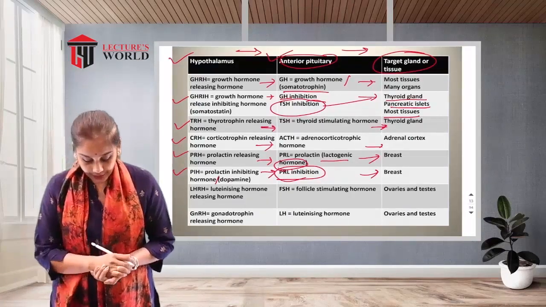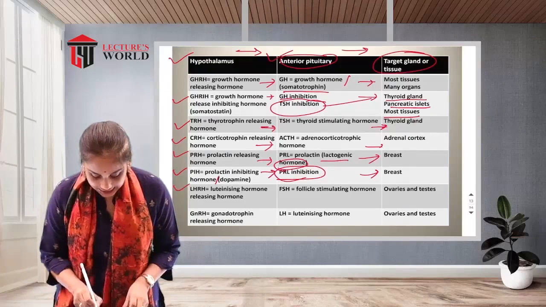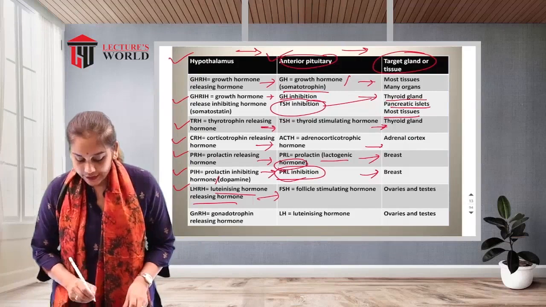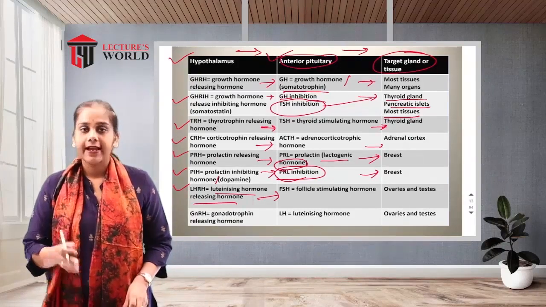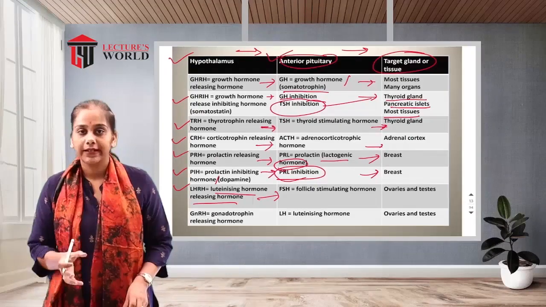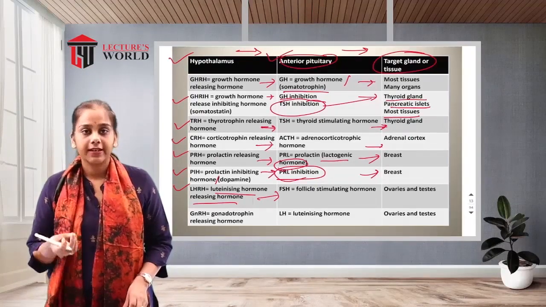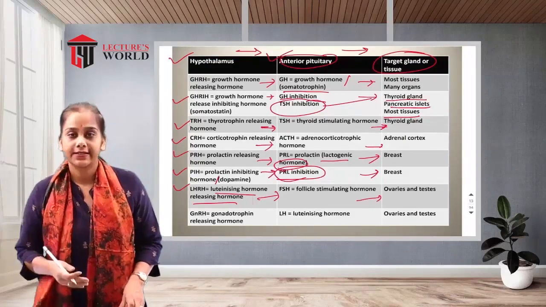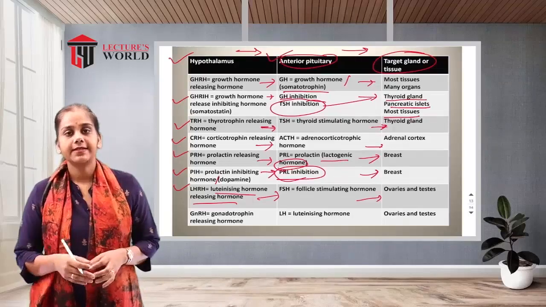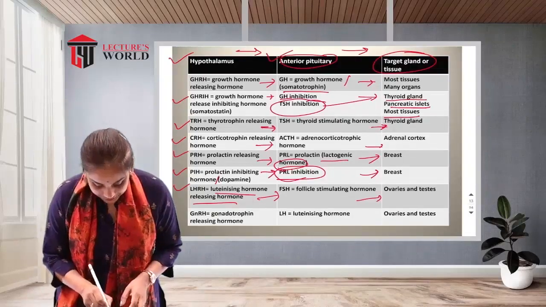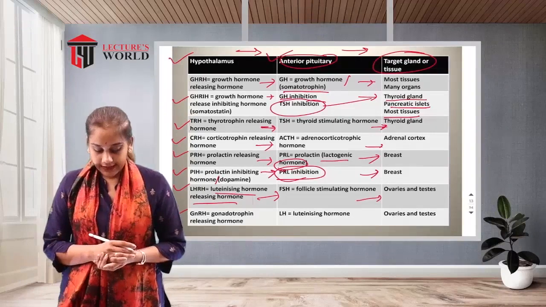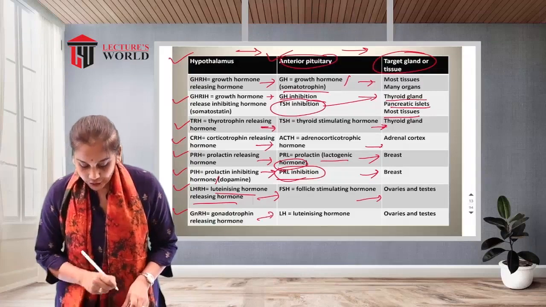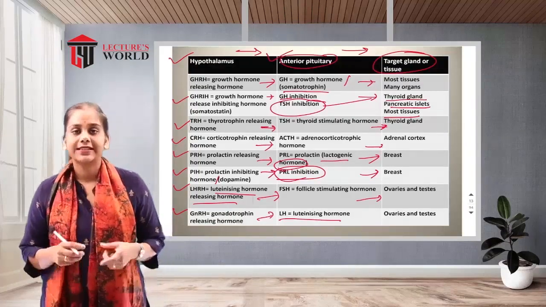That is the breast. Then the next one is LHRH, luteinizing hormone releasing hormone. Okay, it triggers FSH in the anterior pituitary gland, and FSH, follicle stimulating hormone, is secreted from the anterior pituitary gland and then goes to the ovaries as well as the testes. Okay, ovaries in the female and testes in the male. Then the next one is GnRH, known as gonadotropin releasing hormone. It triggers the anterior pituitary gland to secrete LH. What is LH?